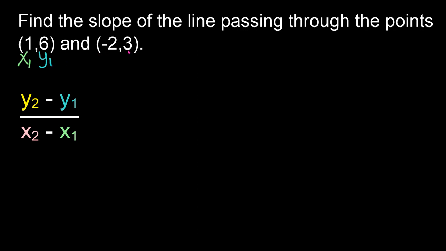Let's look at the second point. This right here is the x coordinate of the second point, so we're going to label it x2. Then over here we have a 3. That is the y coordinate of the second point, so we label it y2.